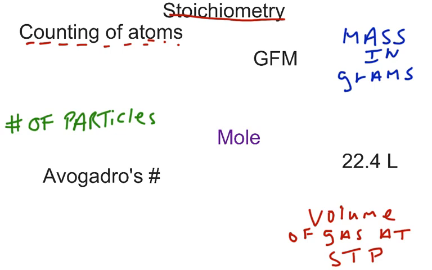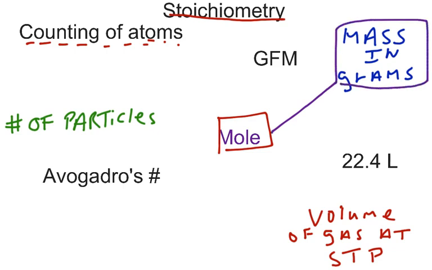In stoichiometry, folks, the term mole will come up, and when we're dealing with the mole, it's very flexible because we can go from the mole to mass in grams, and anytime we go from mass in grams to mole or mole to mass in grams, either direction, we need to use something called the GFM. Alrighty?